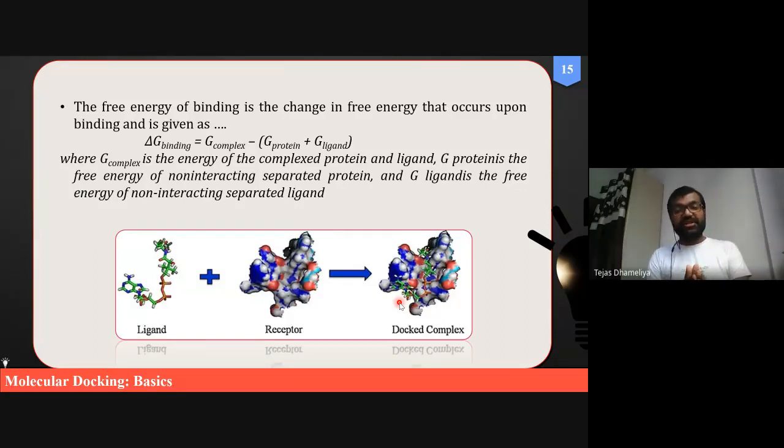Meaning a reaction in which energy is going to be liberated. I repeat, exothermic reaction. And if this delta G is positive, then it is called an endothermic reaction, a kind of reaction in which the external environment supplies the energy to the reaction system. So this is the delta G positive case.